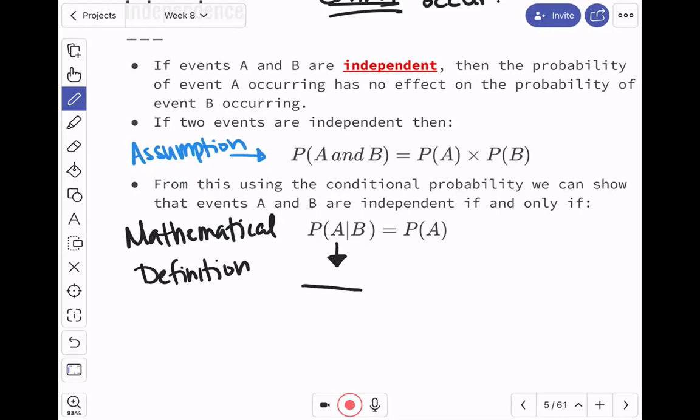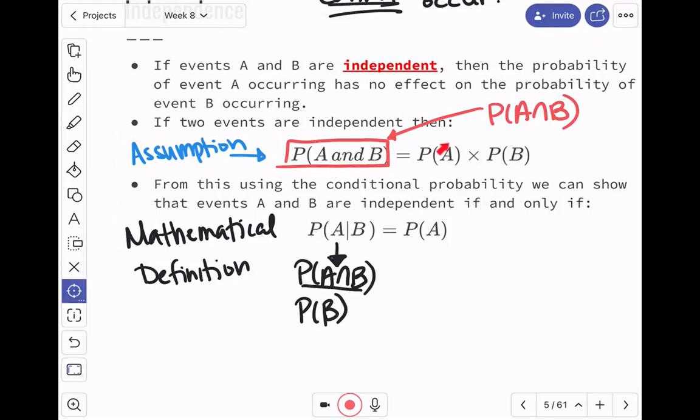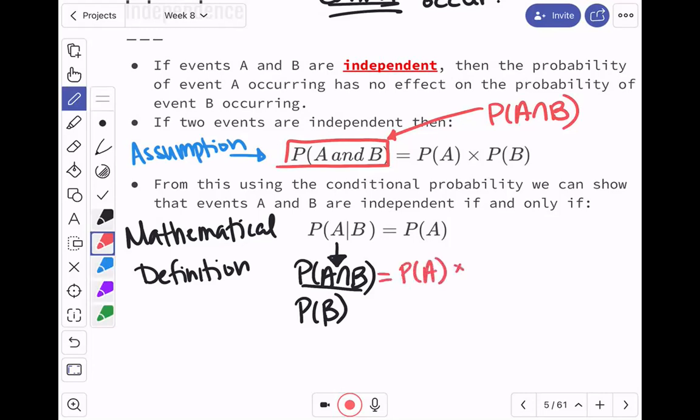So you look at the probability of B, and the top is going to be what? Remember we said the top was the probability of A and B, or A intersect B. This is the same thing as the probability of A and B. Intersect means and, so they're the same thing. Now, if two things are independent, then the probability of A and B is equal to just the probability of A times the probability of B. So this is equal to the probability of A times the probability of B, all of that divided by the probability of B.